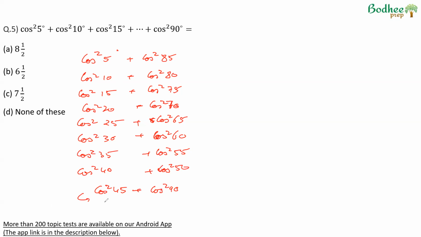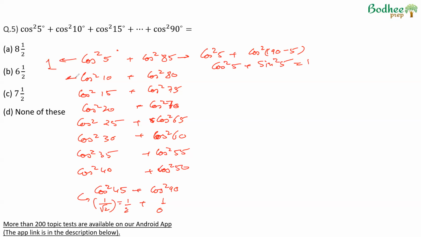Cos square 45 will be 1 upon root 2 whole squared, which is half. Cos square 90 will be 0. Now, if we look at the first pair, cos square 5 plus cos square 85, this can be written as cos square of 90 minus 5, which will become sine square 5. And cos square 5 plus sine square 5 will be 1. So we'll get a 1 from here. Similarly, a 1 from 10, where this will become sine square 10, and a 1 from each of the other pairs by similar logic.